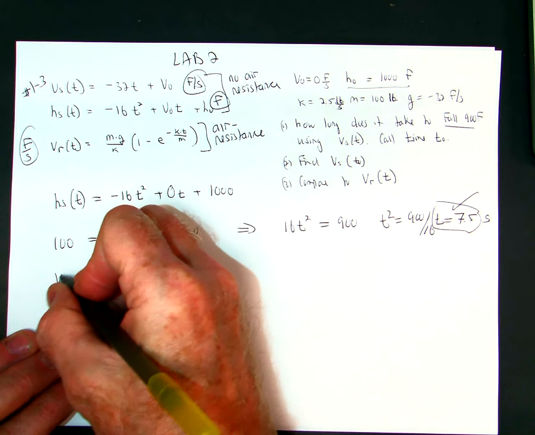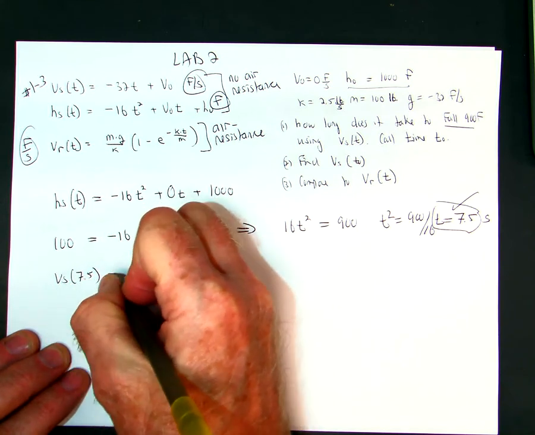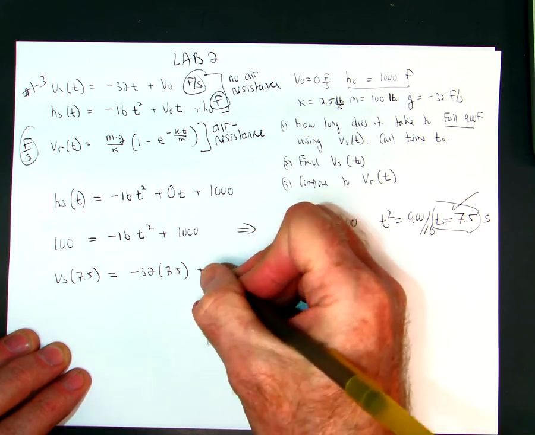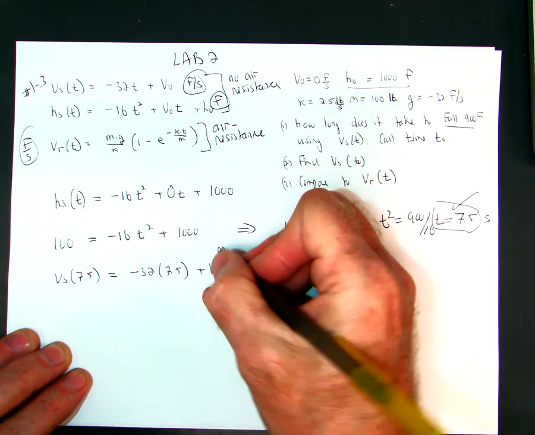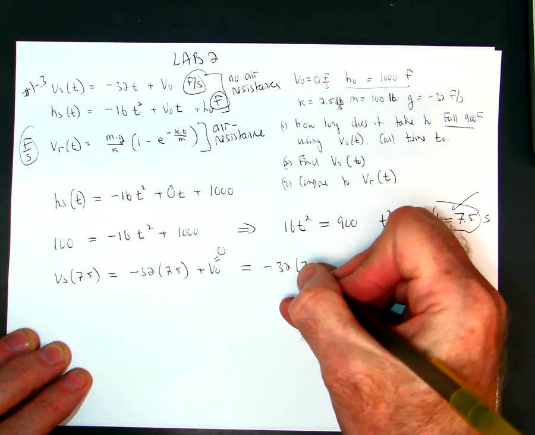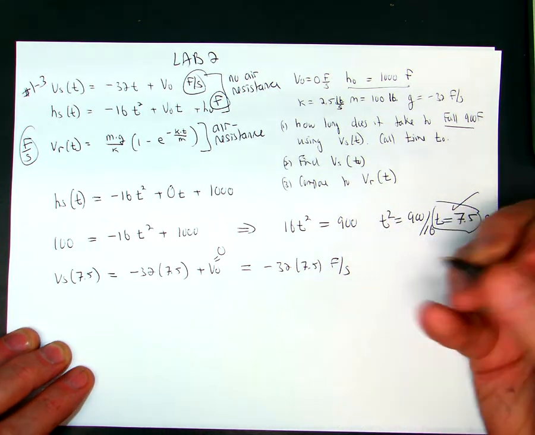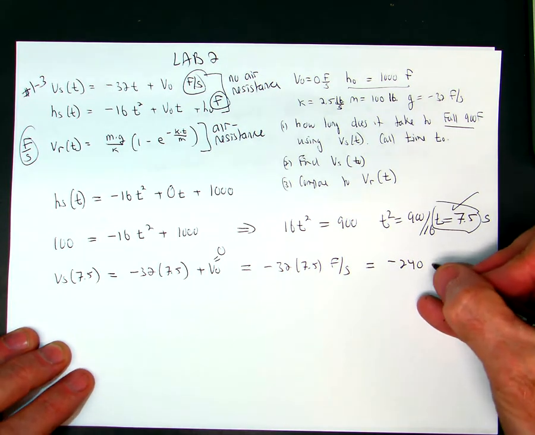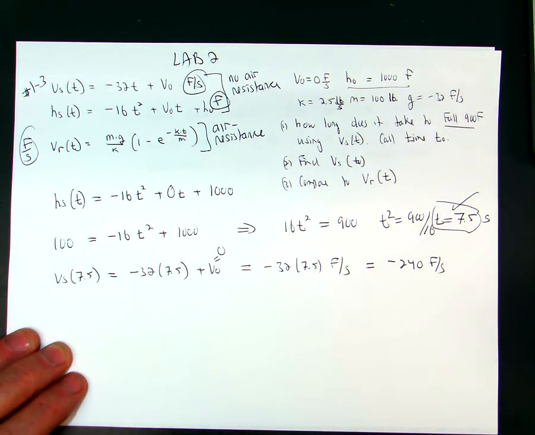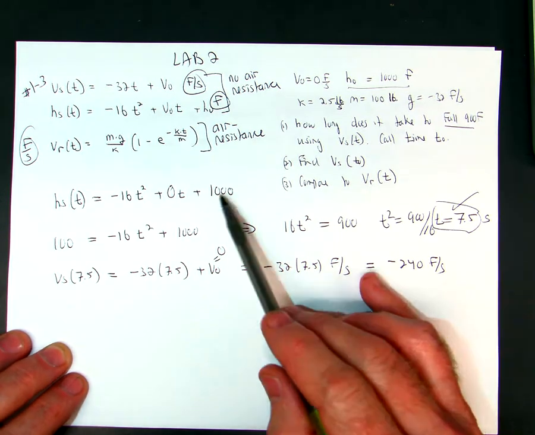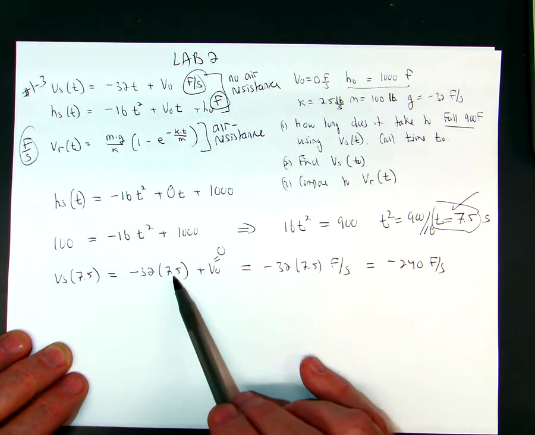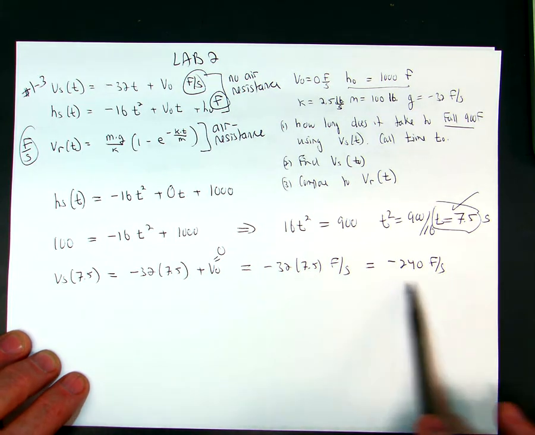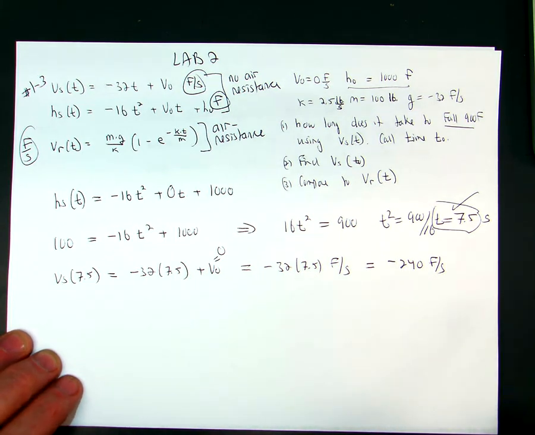Find Vs of t. So I take Vs of 7.5. I use this formula, minus 32 at 7.5 plus V naught. V naught is 0, so it's minus 32 times 7.5 feet per second, and this is going to be equal to minus 240 feet per second. So that's what it's falling at. So that object starting at 1,000 feet, falling to 100 feet, takes 7.5 seconds to do that if there's no air resistance, and the speed at that point is minus 240 feet per second.